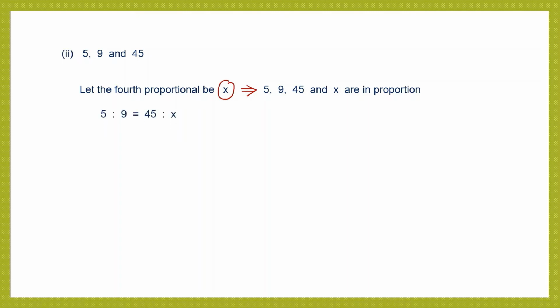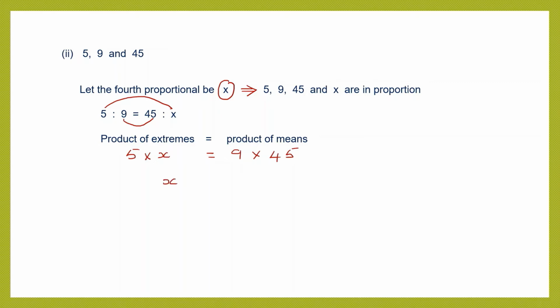Question 2. 5, 9 and 45 are the three quantities of this proportion. Now, let the fourth proportional be x. What does that mean? It means all the terms 5, 9, 45 and x are in proportion. So 5 is to 9, the first and the second term, should be equal to 45 is to x, the third and the fourth term. Now, the product of extremes, when I multiply these two, should be equal to the product of means, these two numbers. So the product of extremes is 5 into x, which is equal to the product of means, 9 into 45. From this we can find x, which is the fourth proportional.